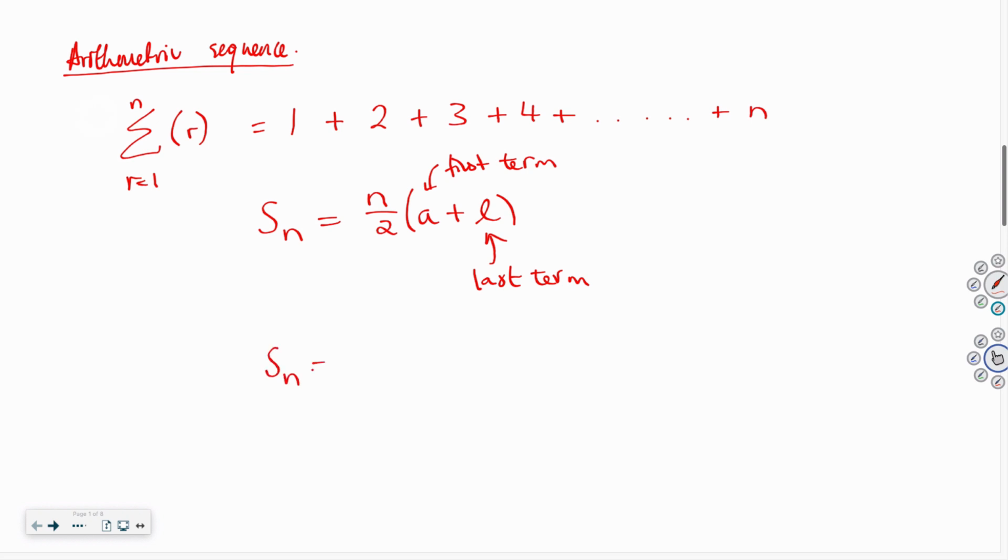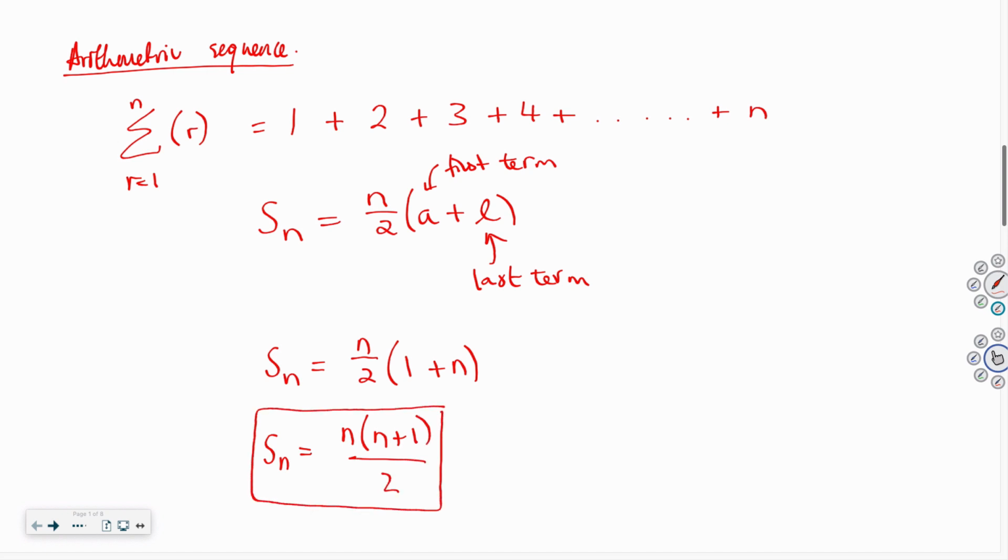So Sn is going to be, well, our n's just going to stay as n over 2. Our first term in this sequence is just 1, so we can write A as 1. And the last term is just n. We're doing it n times, so plus n. And simplifying that, Sn is equal to n times (n plus 1) over 2. And that is a generic result that you need to know. When you are summing a sequence and it's just r, whatever your counter is here, starting at 1 all the way to n of r, you can use this formula to find the result.